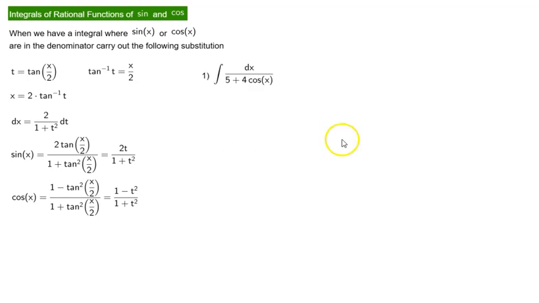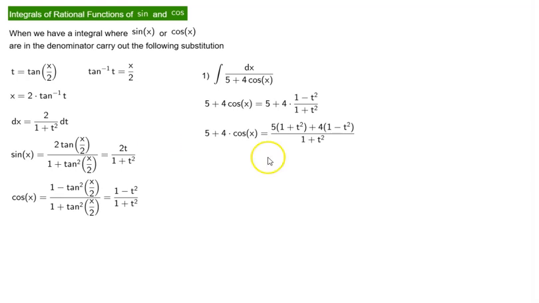So let's look at an example. Integral of dx by 5 plus 4 cos x. Then cos x is there, so we use this substitution. Now we combine these two terms. We get 5 plus 4 cos x is equal to 5 times 1 plus t square plus 4 times 1 minus t square, the whole thing divided by 1 plus t square. Simplifying that, we get 9 plus t square by 1 plus t square.